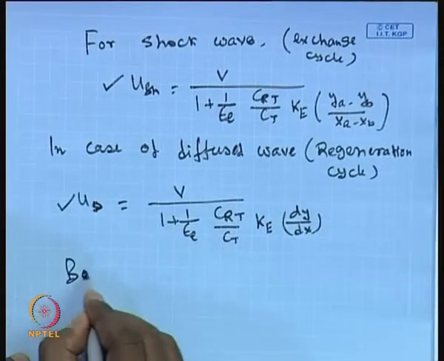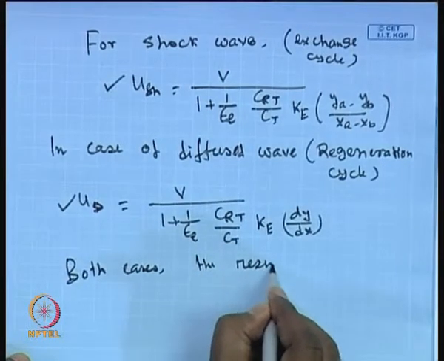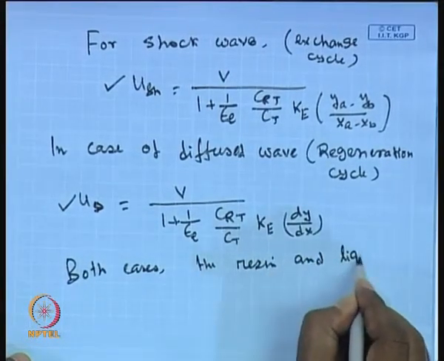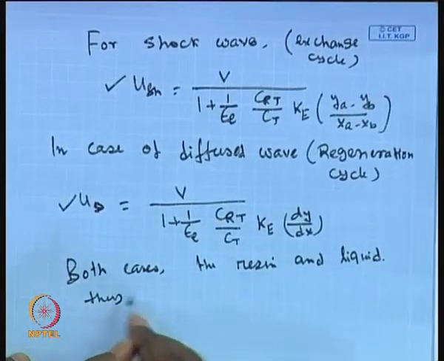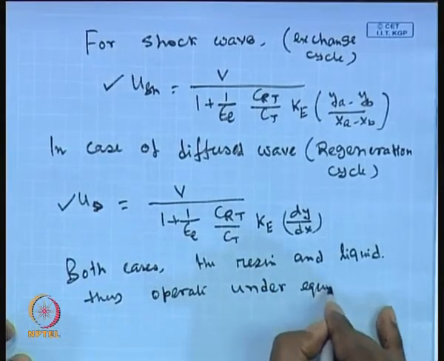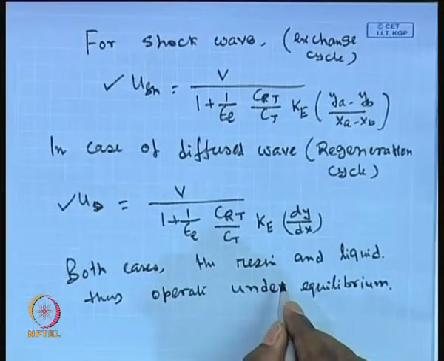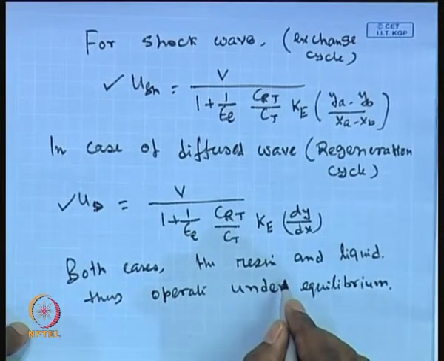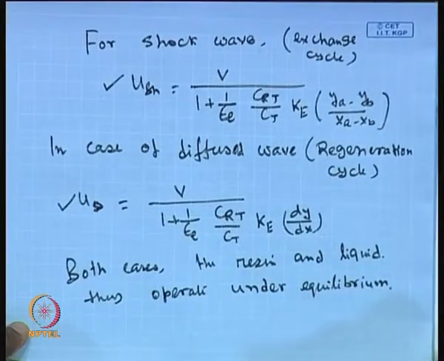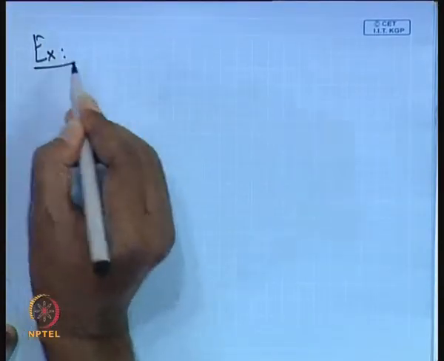And in both cases the resin and liquid stream operate under equilibrium. That means, the solute concentration in the resin phase or in the liquid phase, both will be dictated by the equilibrium relationship. Okay. Now, I will just solve a problem for ion exchange column. Let us look into an example.